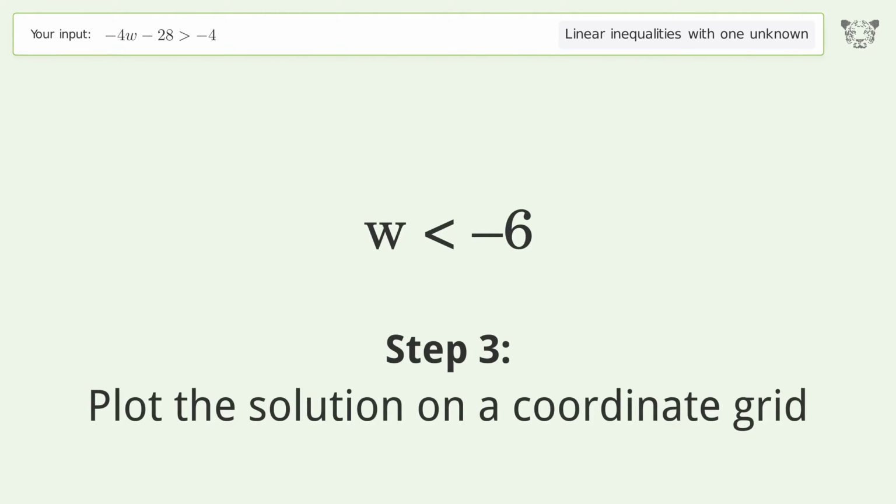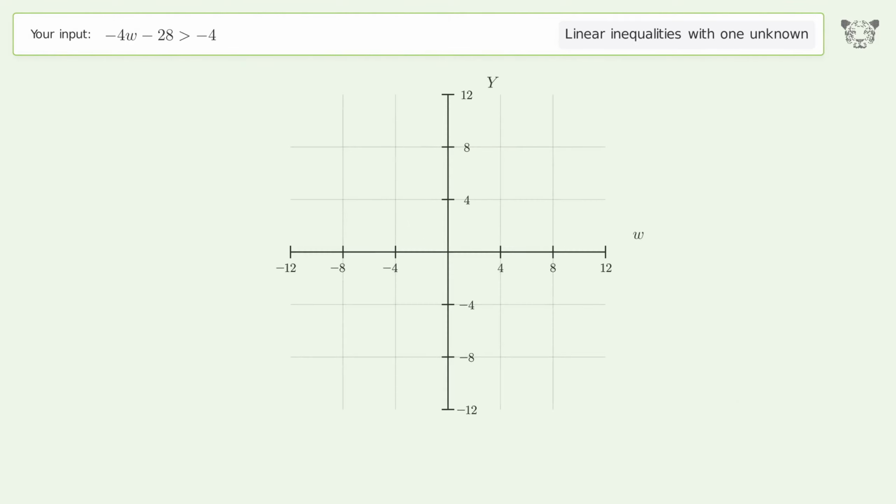Plot the solution on a coordinate grid. And so the final result is w smaller than -6.